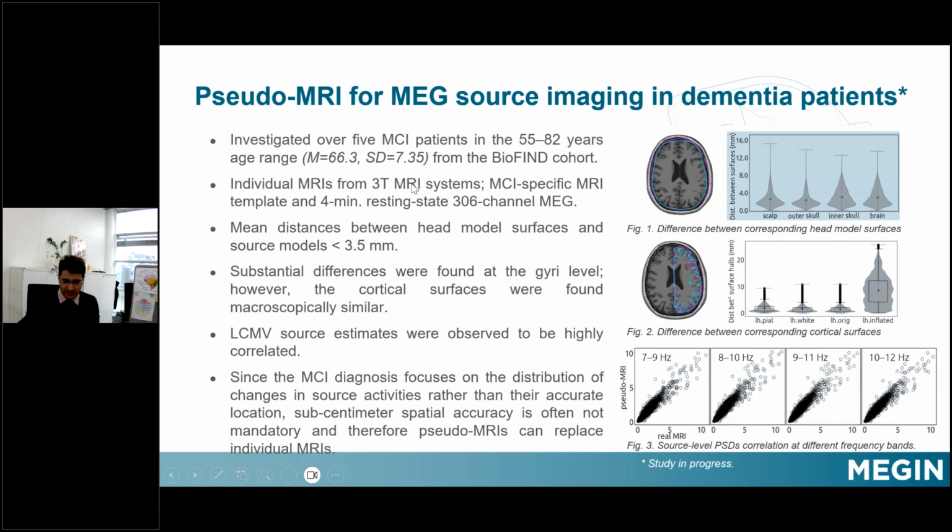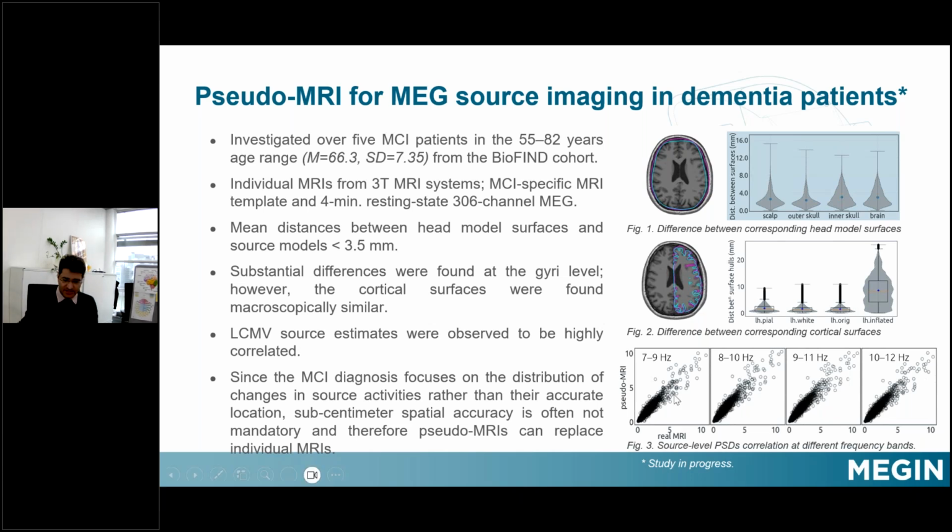There was no special care for digitization. We used this data. We repeated almost the same kind of comparison here. The difference in the source imaging was because here we used resting state data, so we didn't know the actual location. We didn't do the test with simulation data here, but we used 4-minute resting state data, and then we compared the source imaging. So we used LCMV, and we compared this source level power spectra using real MRI and using pseudo MRI.